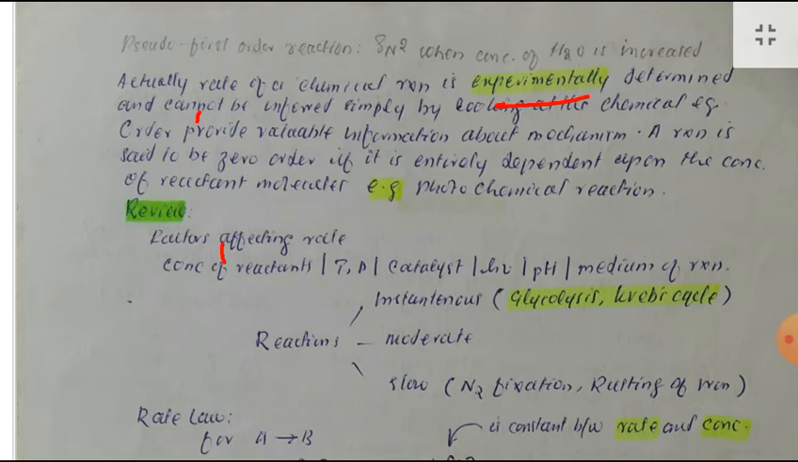As far as the factors are concerned, there are many factors which are important while we are discussing chemical kinetics. So we will briefly discuss what those factors are which influence the rate of a chemical reaction. These factors can be concentration, temperature and pressure, catalyst, light, pH, and medium of reaction.